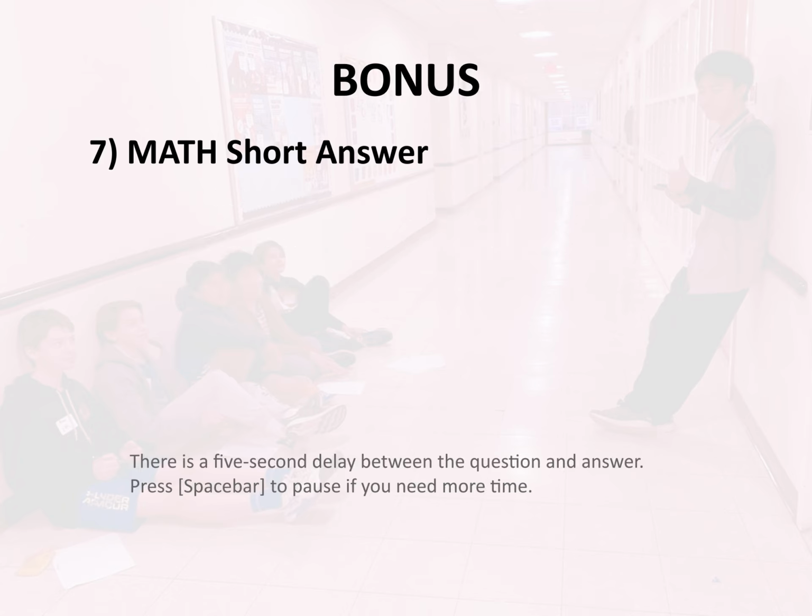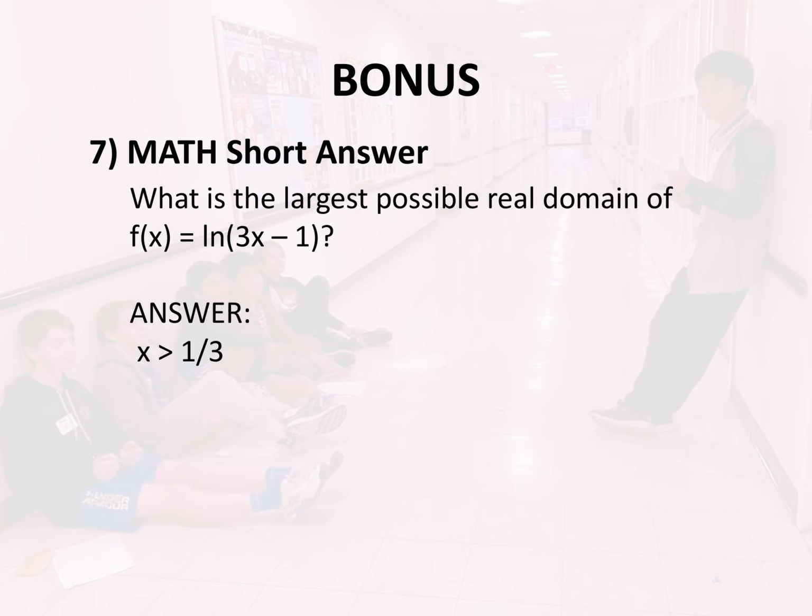Bonus 7. Math. Short answer. What is the largest possible real domain of f of x equals the natural log of the quantity 3x minus 1? Answer, x is greater than 1/3.